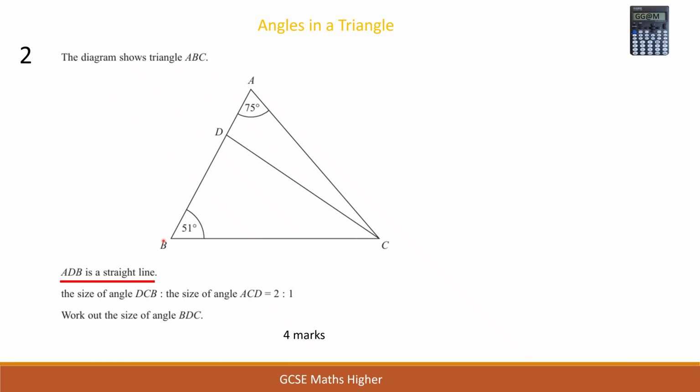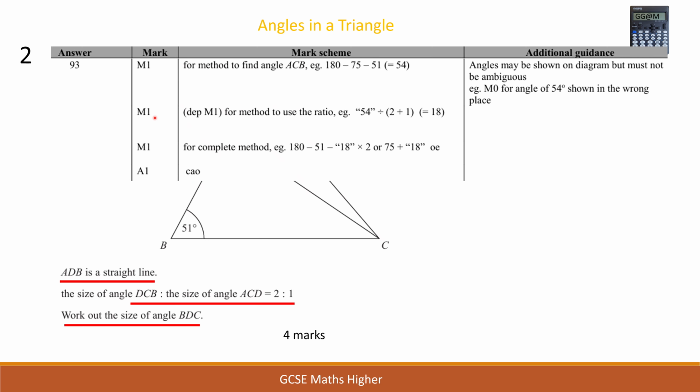So starting at B to D to C, you'll then be able to work out this angle here, because these 2 angles here add up to 180. You know what this angle is here because of this triangle here. You also know what this angle here is because of this one here. And you can use all these facts to work out this top angle up here.